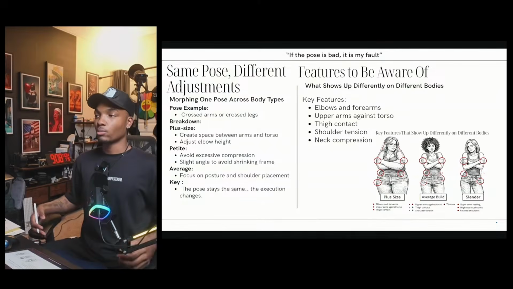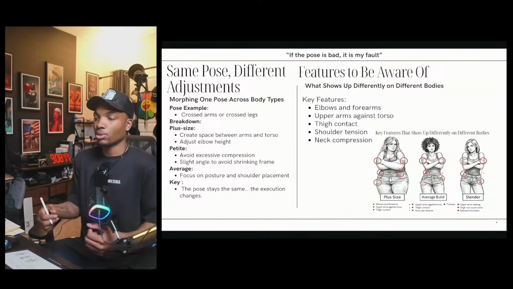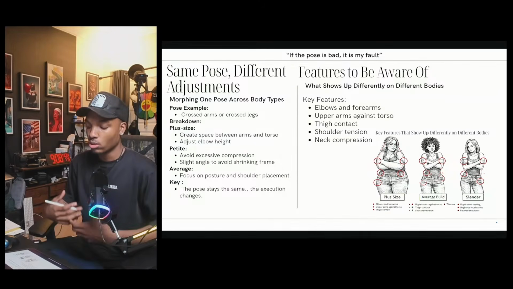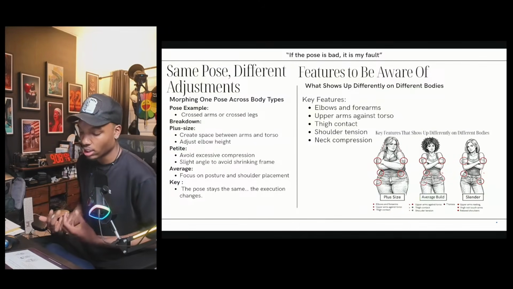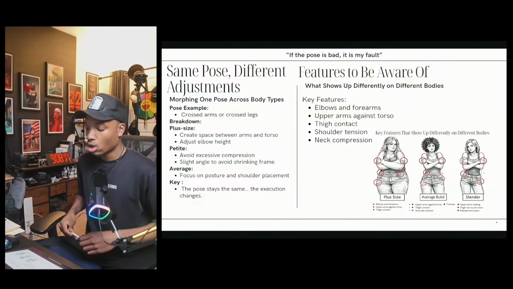So these are things that you want to keep more open or away from the body or the torso, so it doesn't push or add tension, right? You want to take away and relieve a lot of the tension when it comes to plus size individuals. I feel like plus size individuals are the harder ones.